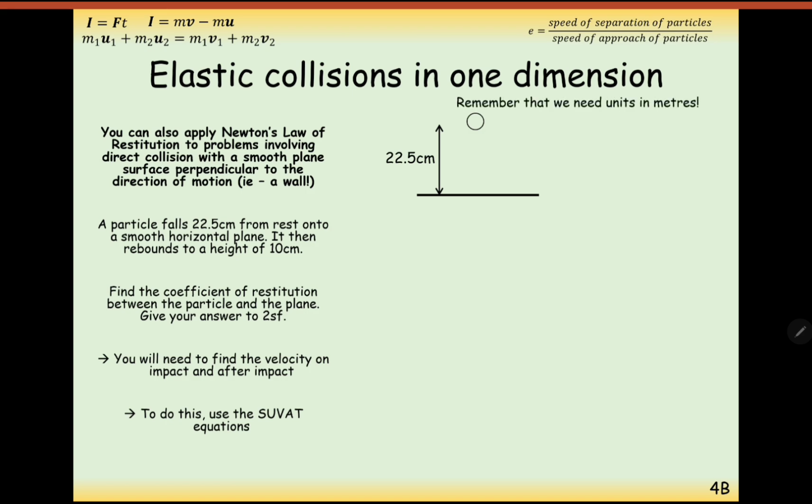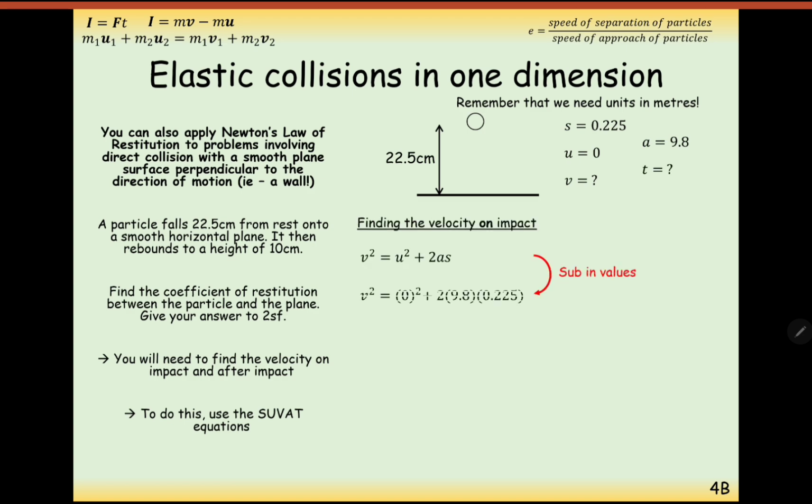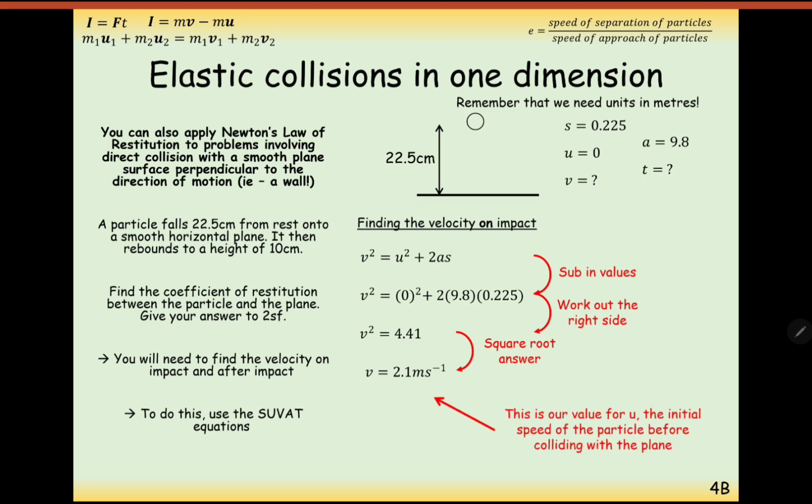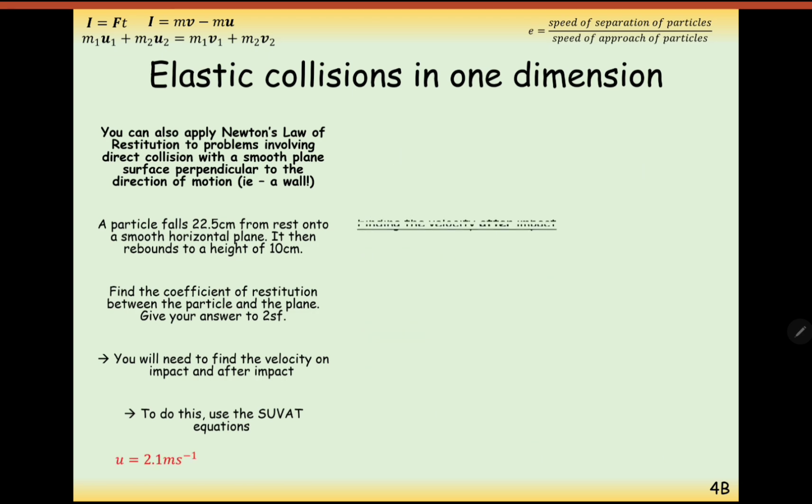So it falls 22.5 centimeters. So in this case, S is 0.225, U is 0, V is what we want to find out, A is 9.8. So finding that speed just before the bounce, we get an answer of 2.1 when we substitute into Suvat. So this is our speed just before the bounce, i.e. it's going to be our U speed when we do E equals V over U. Okay, let's park that there for now.